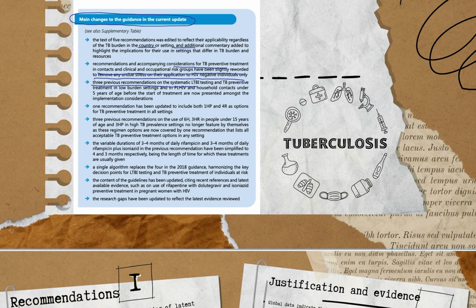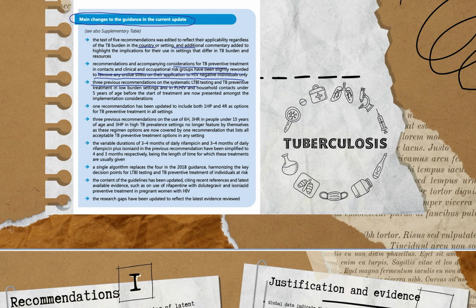Three previous recommendations on the use of 6 months of isoniazid or 3 months of isoniazid and rifampicin in people under 15 years of age, and 3 months of isoniazid and rifampicin in high TB prevalence settings, no longer feature by themselves, as these regimen options are now covered by one recommendation that lists all acceptable TB preventive treatment options in any setting.